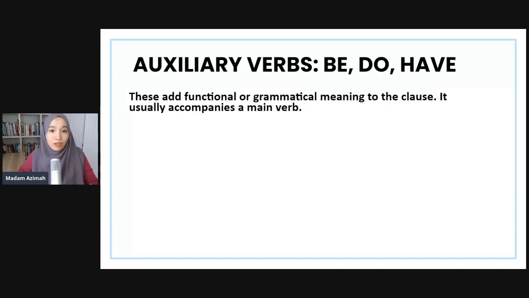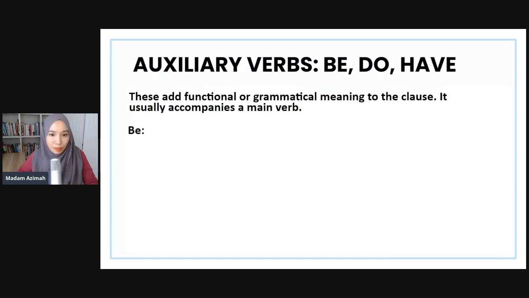Now, auxiliary verbs add functional or grammatical meaning to the clause. It usually accompanies a main verb. Now, you might know what all these mean. Don't worry about it. I'll talk about all of this in detail afterwards, okay? But let's break down what's be.